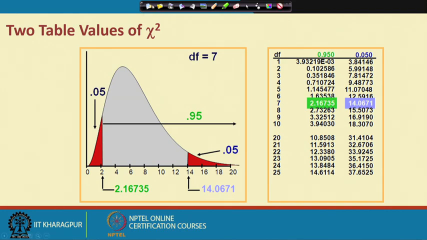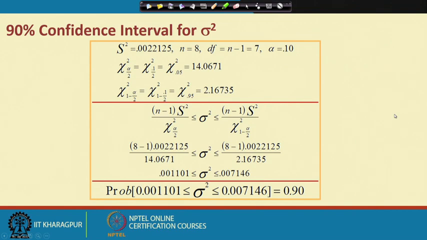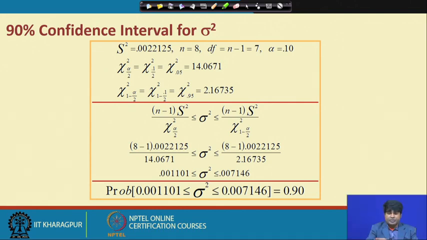Now, let us take a standard example. Since in the previous slides we fixed a 95% confidence interval, in this example we are using a 90% confidence interval for the population variance sigma square. That means we would like to know the confidence interval for sigma square when we fix 90% confidence, with a sample size of n equal to 8, and the sample variance is 0.002.